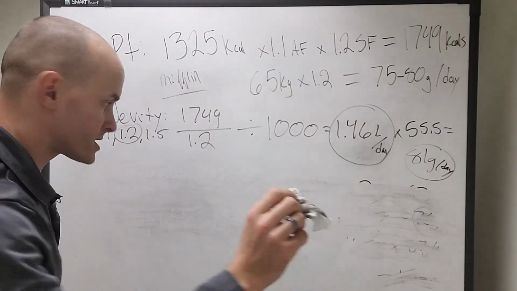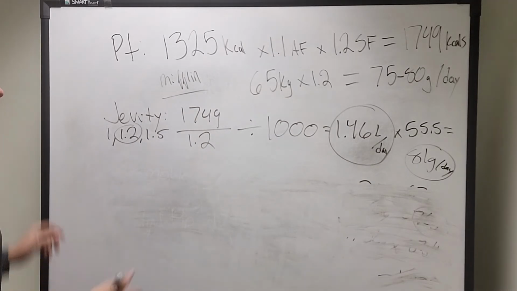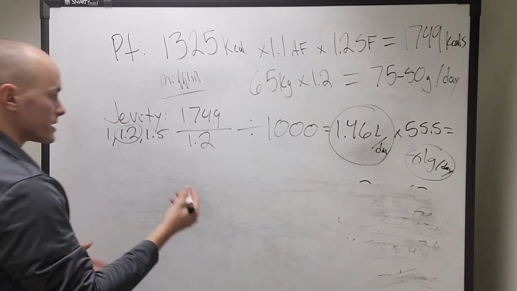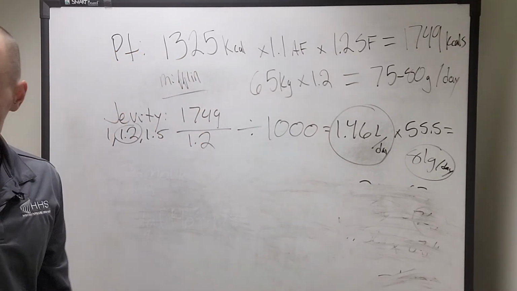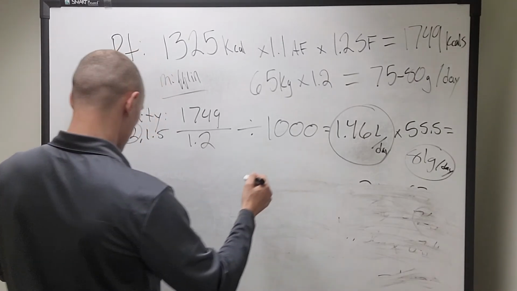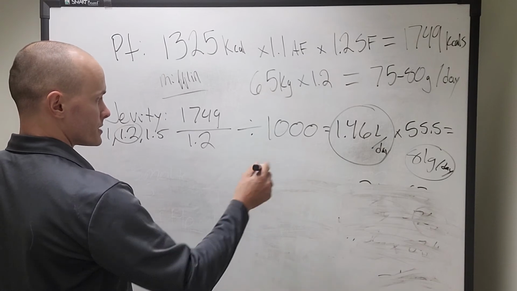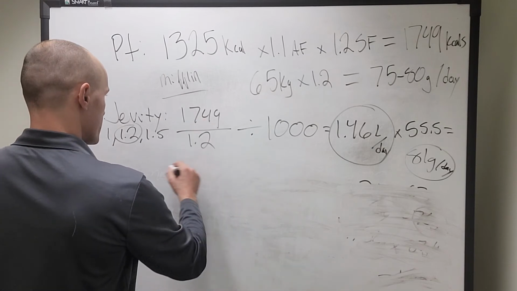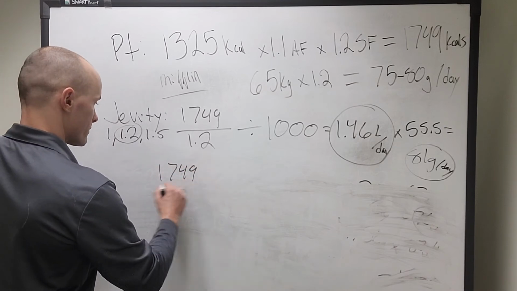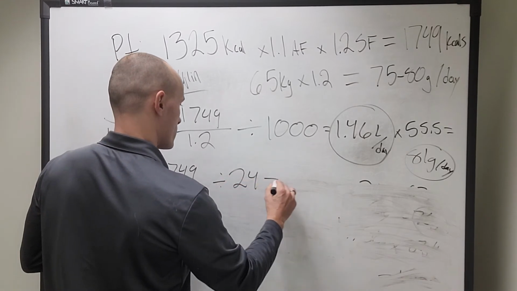All right, so we got our messy board here. So we've decided that Gevity is what we're going to use. We know that for her calorie needs, we're going to meet her protein. So how do we determine what rate we're going to run this at? So what we can do is you can take this 1749 divided by 1.2 divided by 24.